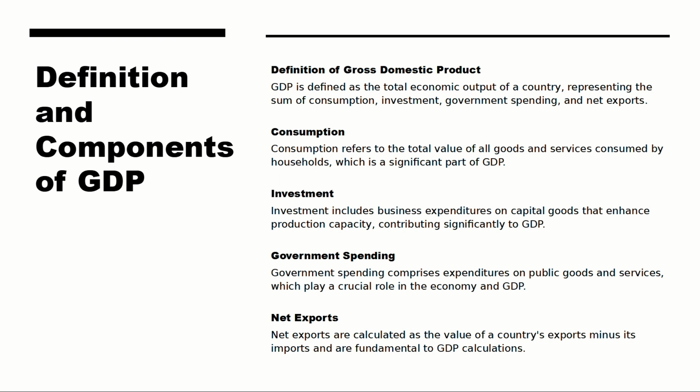Investment includes business expenditures on capital goods that enhance production capacity, contributing significantly to GDP. Government spending. Government spending comprises expenditures on public goods and services, which play a crucial role in the economy and GDP. Net exports. Net exports are calculated as the value of a country's exports minus its imports and are fundamental to GDP calculations.